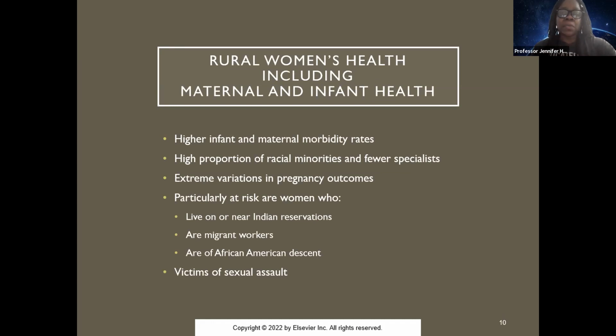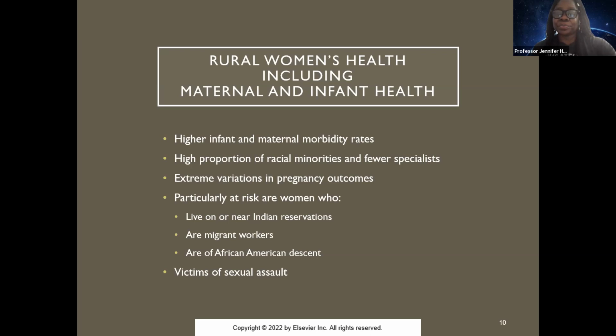And then specifically women's health and maternal and infant health, they tend to have higher rates of infant mortality and maternal morbidity, and a higher proportion of specialists that are racial minority specialists. I happen to be a women's health nurse practitioner on a rural remote Indian reservation, and I am the only one that looks like me and does what I do.